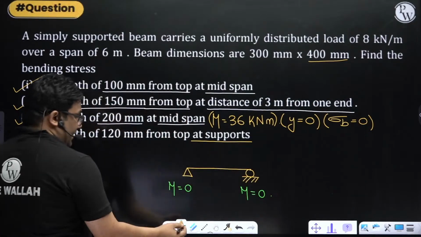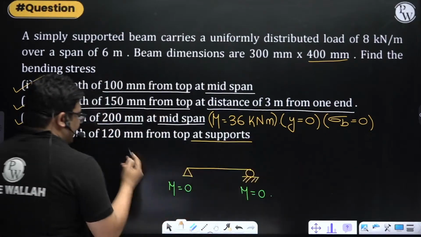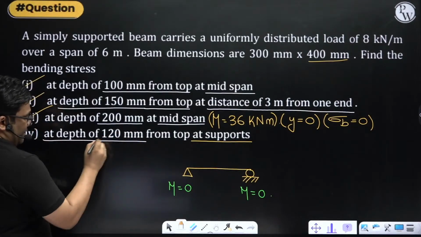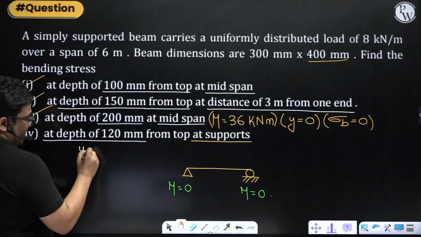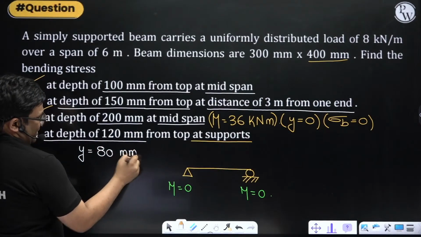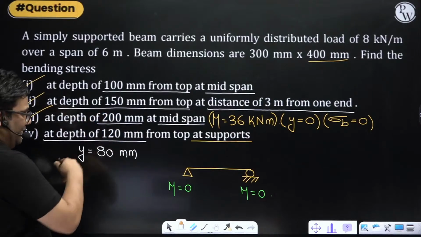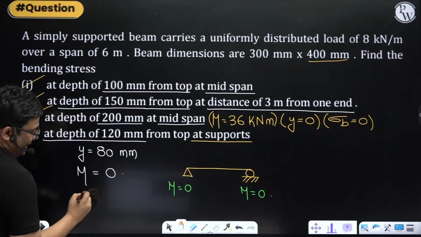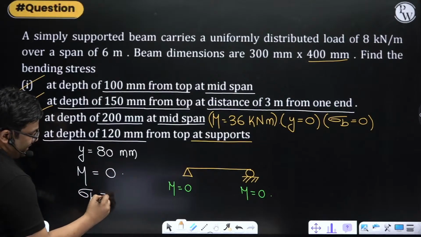So here you see, y won't be 0. What is written? At depth of 120 mm. So depth of 120 means y will be 80 here, na? Yes or no? Y will be 80 here, 200 minus 120. So y will be 80, but bending moment is 0. So bending moment is 0 means again bending stress is 0.